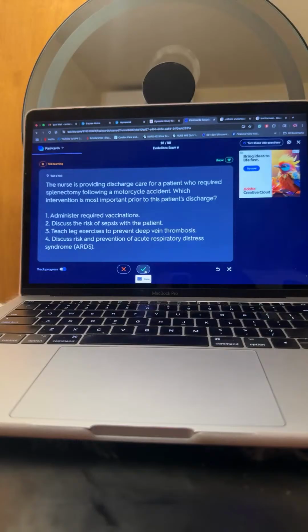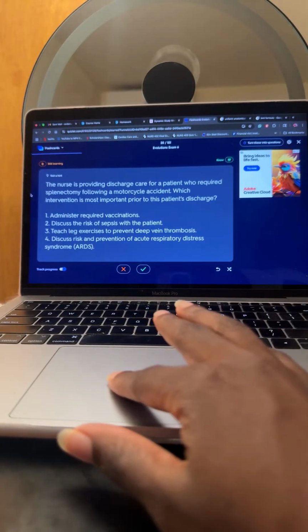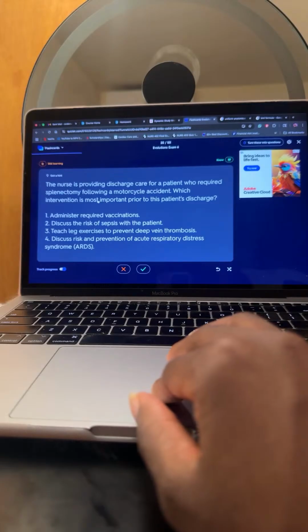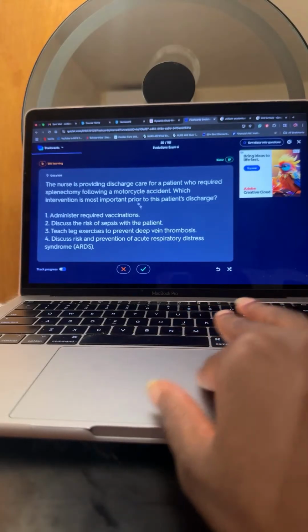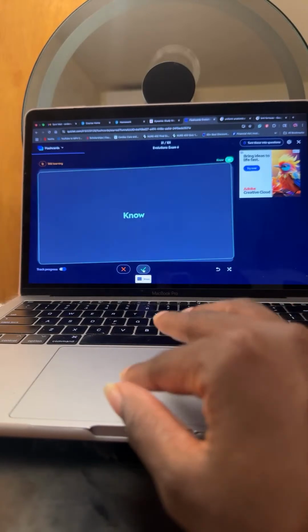Administer required vaccines, discuss the risk of sepsis with the patient, teach leg exercises to prevent DVTs, discuss risk and prevention of acute respiratory distress syndrome. And the answer is 1, give them their vaccines. Without your spleen, you're at increased risk for infection. So if they need a vaccine, you want to give it to them.